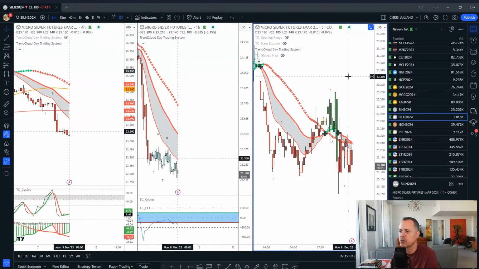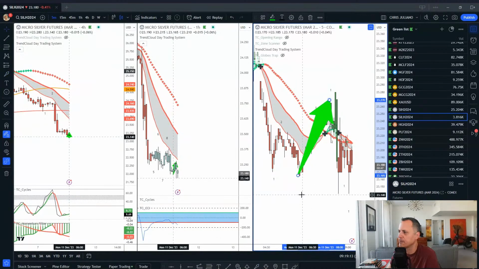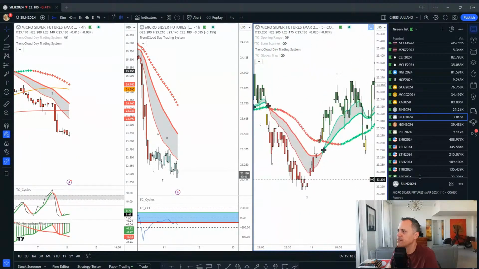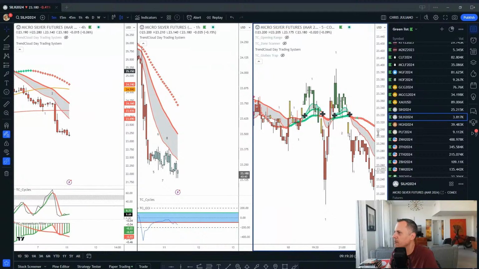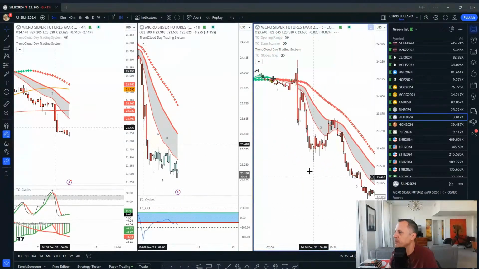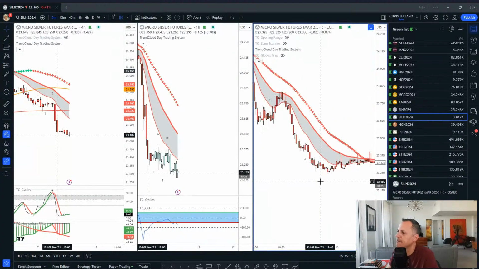So this might have been news related, right? This thing right here might have been news related, and that's why it did that. Because usually what it does, at least on the middle time frame, is it trends, right? 1, 2, well, I should say 1, 2, 3, 4, 5.